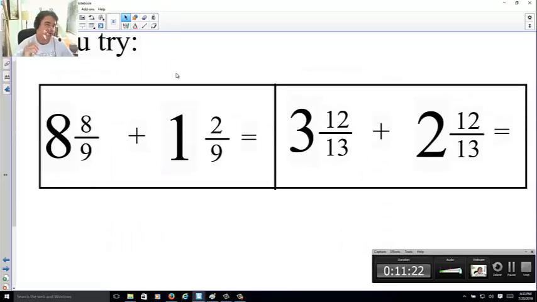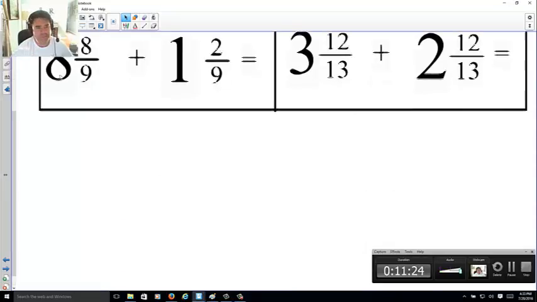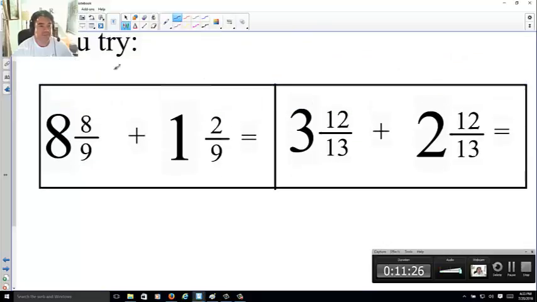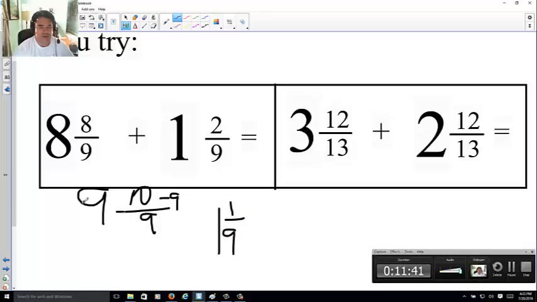You try. Pause. Let's see how you did once I write them down. Big 8 plus big 1 makes 9. 8 plus 2 is 10. That's over 9. Since this is bigger than 9, we're going to subtract 9 and put big 1, and 10 minus 9 is 1 over 9. Don't forget to add the big 9 to the big 1.